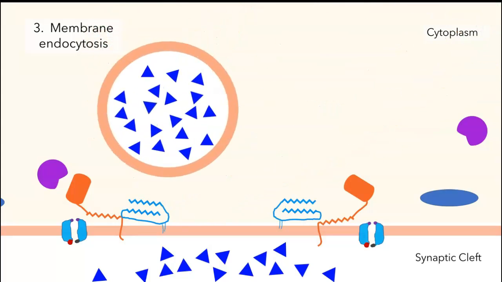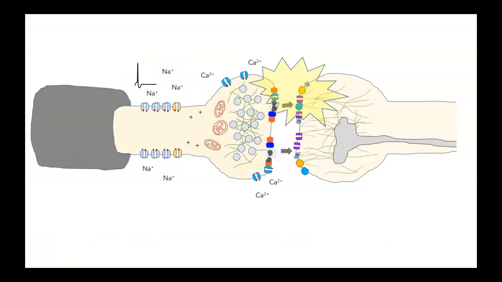And as this bit of membrane is taken away to be recycled and refilled with neurotransmitter, another synaptic vesicle can come to the active zone where it will be able to then fuse and release its contents. What happens next will depend on the particular receptors that are present in the postsynaptic cell. We'll leave that for a different video.